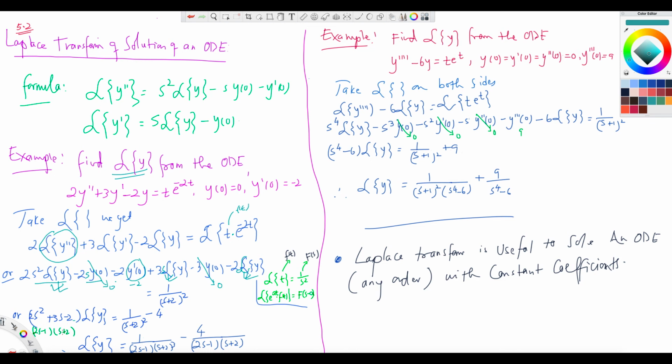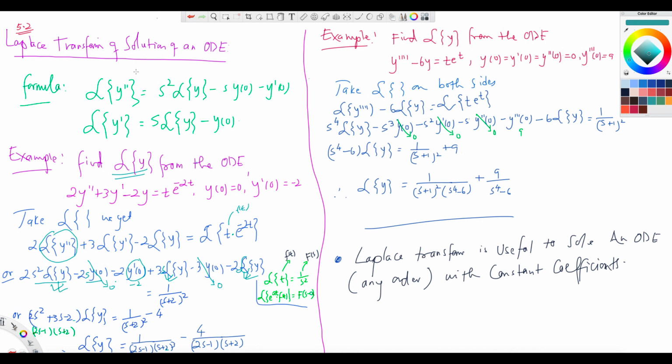So what I do is I divide by these factors on both sides. I get 1 over s plus 2 squared times 2s minus 1 times s plus 2. That's why we got s plus 2 to the third. You see that? And then times 2s minus 1, and minus 4 over 2s minus 1 times s plus 2. That's what you get.